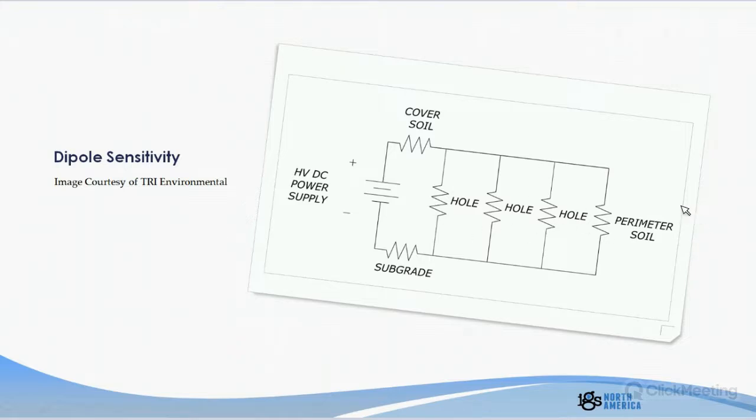We might have 3 different holes. We might have some perimeter soil where the soil is bridging to the outside. And the electricity can travel any and all of these paths. But then it must go through subgrade. So we do need adequate connectivity in our subgrade, and it will do anything it can to get back to that ground.